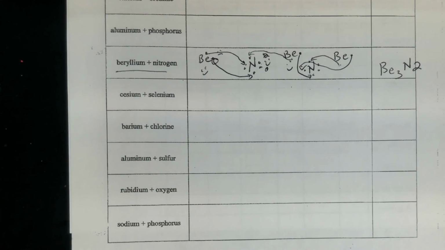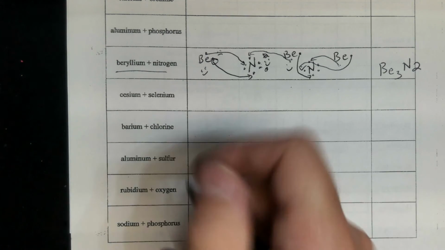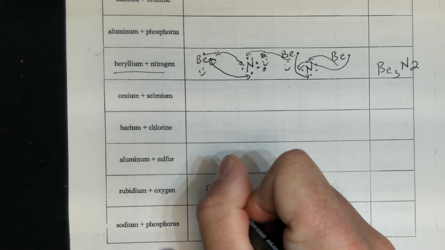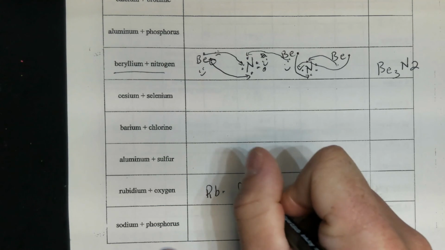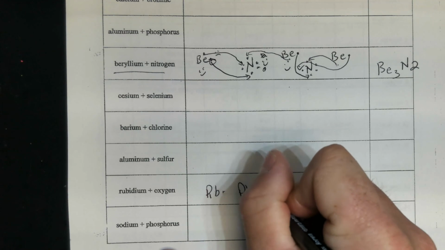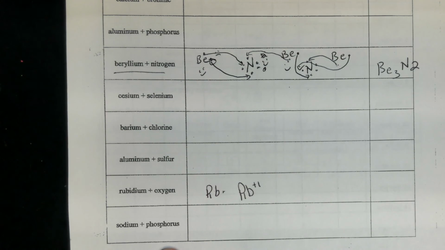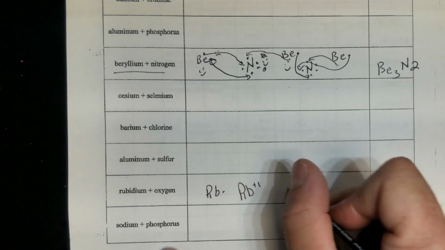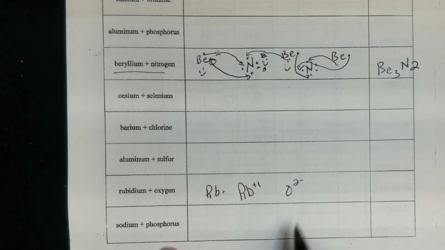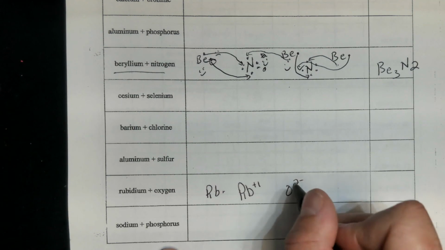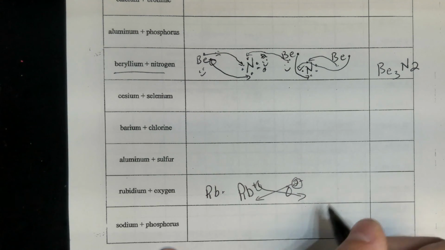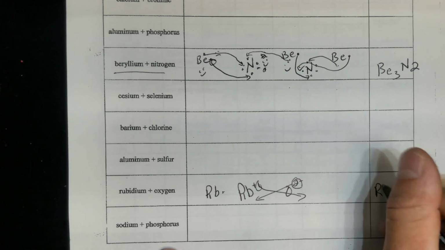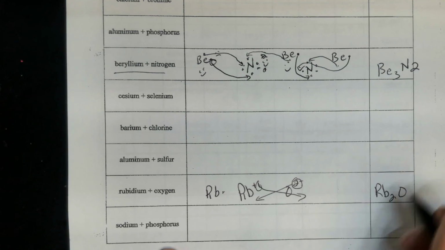There's also a very simple way to do that if you don't want to draw the dots. I'll do it with the rubidium and oxygen real quick. So rubidium is Rb, so it's 1 dot, so it's going to be Rb plus 1, because it wants to lose. Oxygen is going to be a 2 minus, because it wants to gain 2. You take these numbers and you just flop them. So you're going to have 2 rubidiums and 1 oxygen.